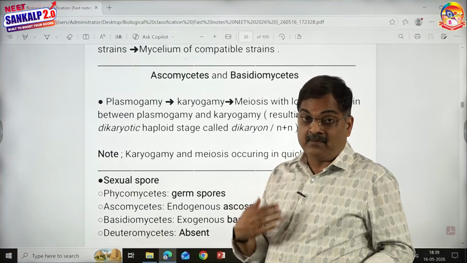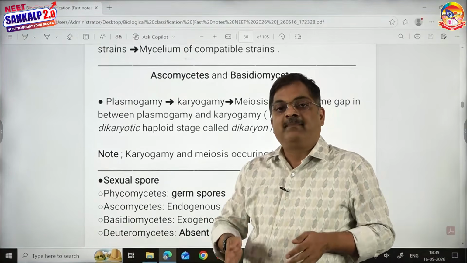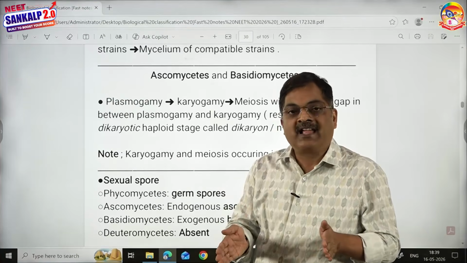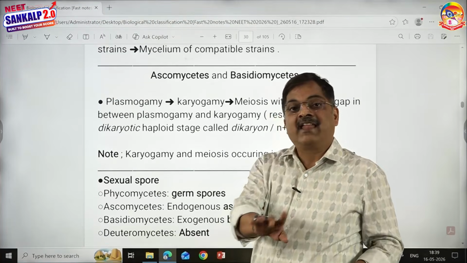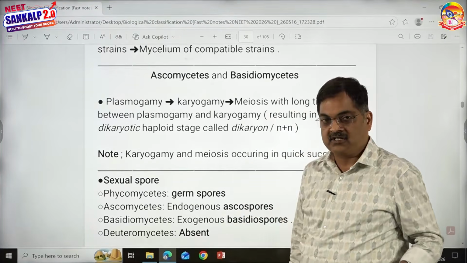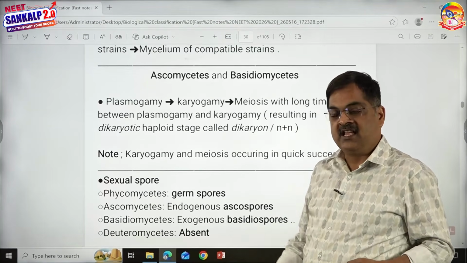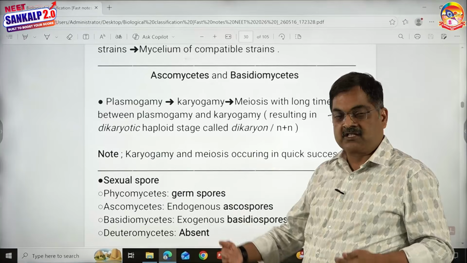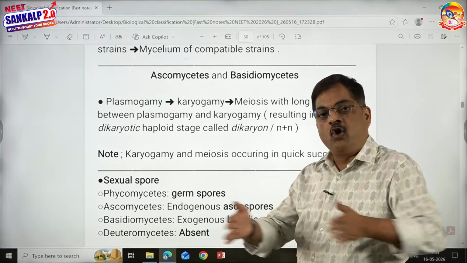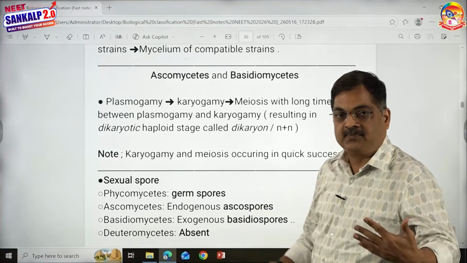Whereas in Ascomycetes and Basidiomycetes, a long time gap exists between plasmogamy and karyogamy, resulting in a dikaryotic phase. That point is important. Very good assertion-reason question. Dikaryotic phase is seen in Ascomycetes and Basidiomycetes. The reason for that is a long time gap exists between plasmogamy and karyogamy.